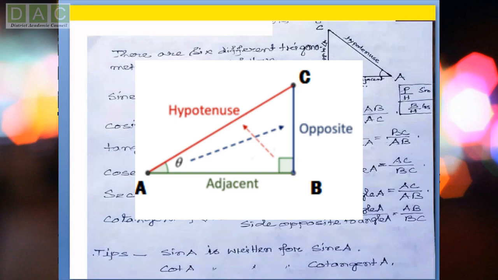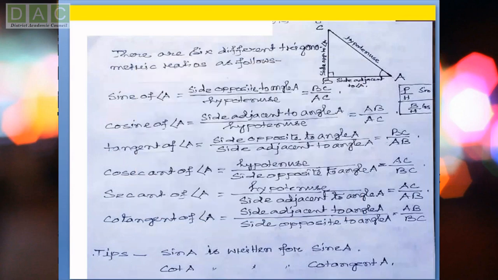Now write sine of angle A equal to side opposite to angle A by hypotenuse. Here side opposite to angle A means what? This side BC, and hypotenuse AC. So write BC by AC. Then cosine of angle A equal to side adjacent to angle A by hypotenuse. This is the adjacent side of angle A, so it equals AB by AC. So this is also complete.